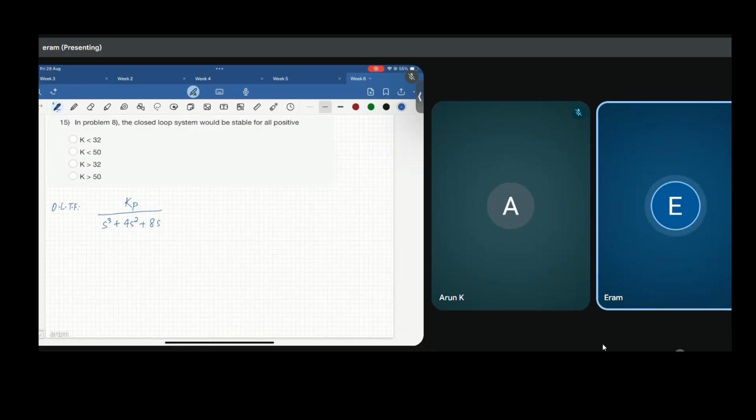Since this is a cubic polynomial, we cannot use the condition all coefficients non-zero and no sign change. That is valid for second order polynomial only, till second order polynomial. So for third order, we need to solve it using the Routh-Hurwitz criteria.